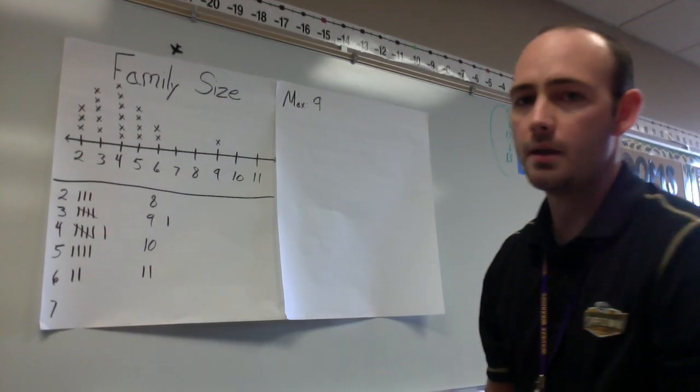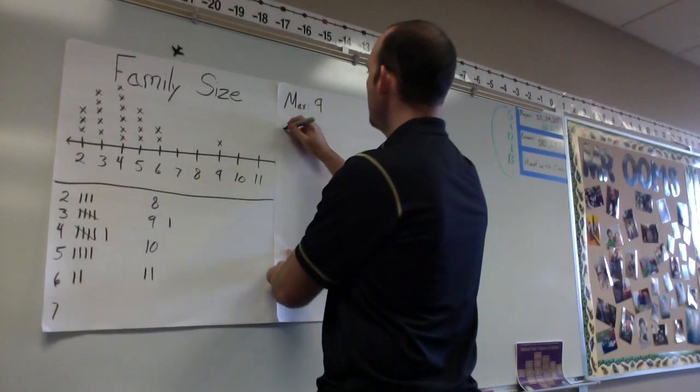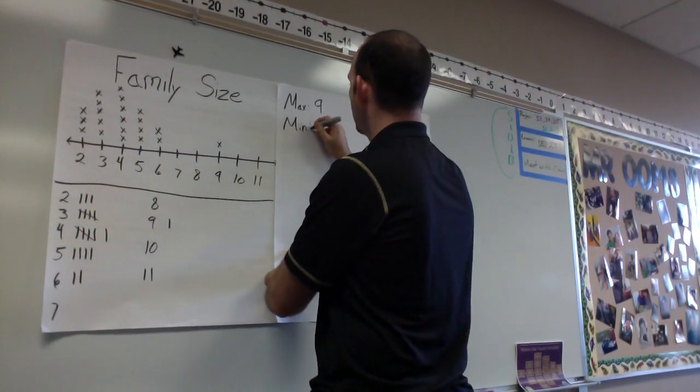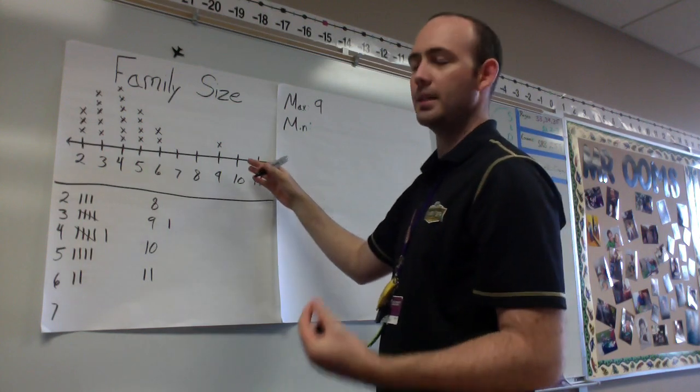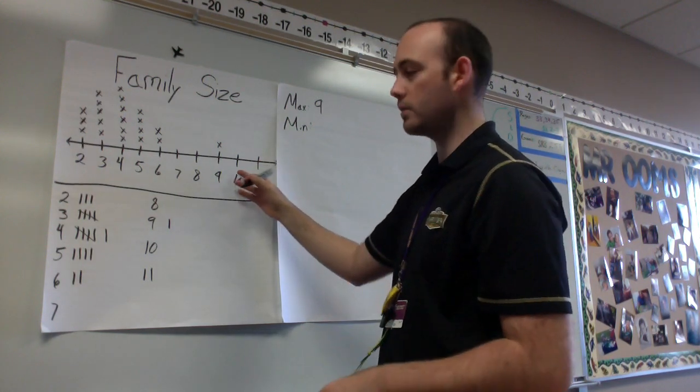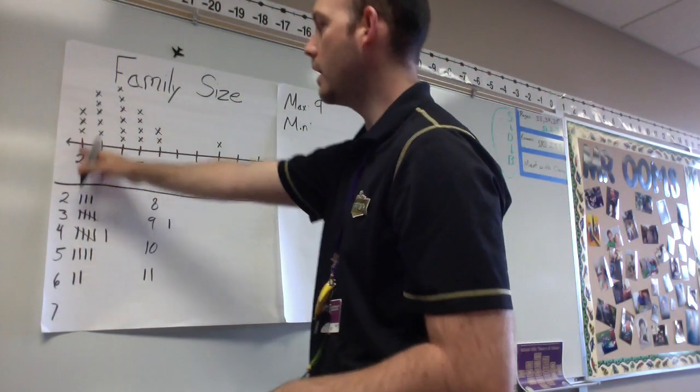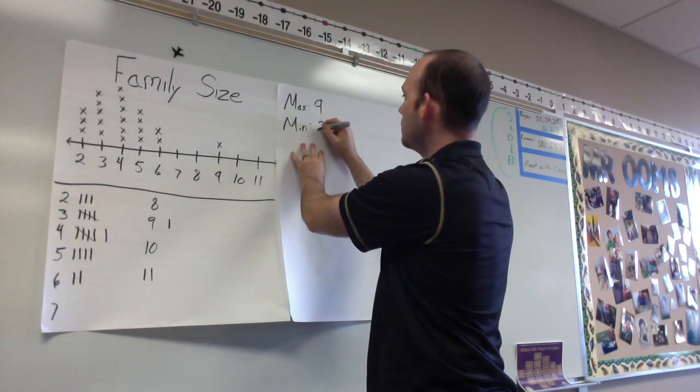Alright, let's look at the minimum. I'm just going to write min over here for mine. So the minimum here, the lowest amount, the fewest number of members of their family is going to be the 2. So our min is going to be 2.